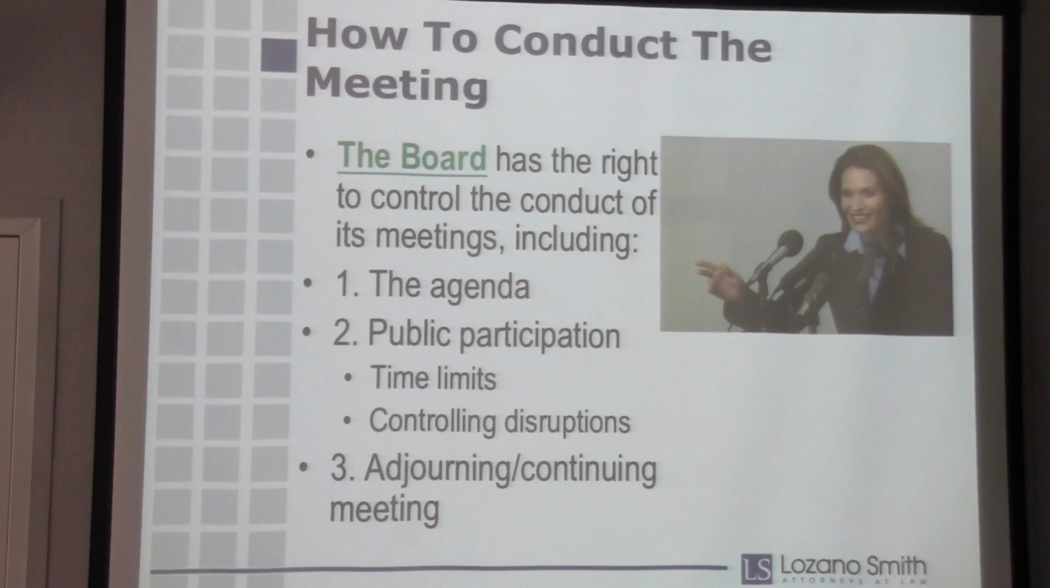So the ways you get your business done are you control your agenda, you control your time limits for participation, and then you also control the scheduling of your meetings. Are you going to run it until late, or are you going to put it over, or are you going to do it over 2 meetings? Those kind of issues. And we're going to talk a little bit about each one of these.